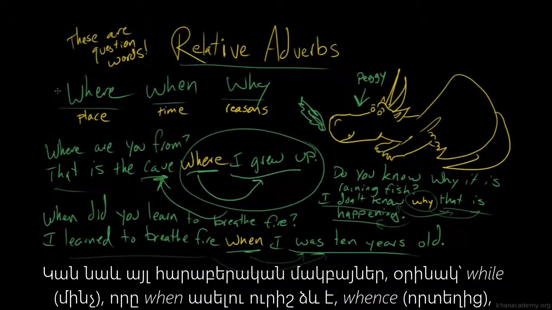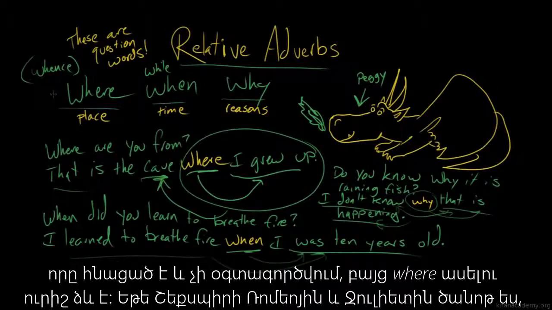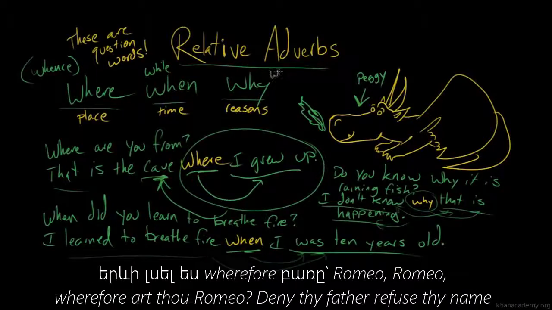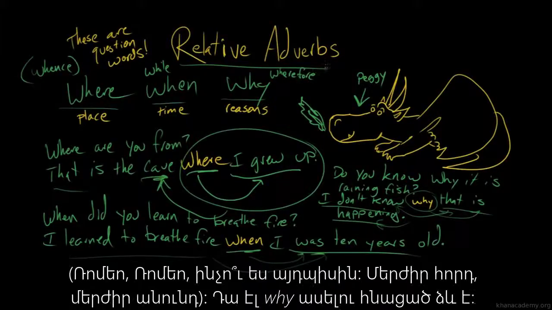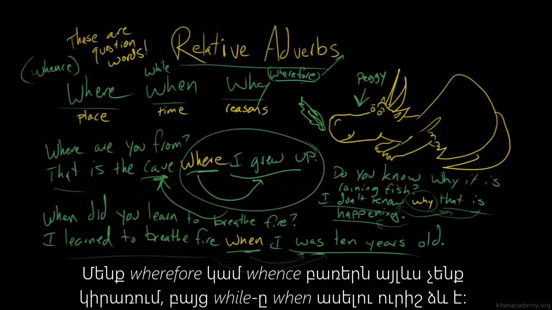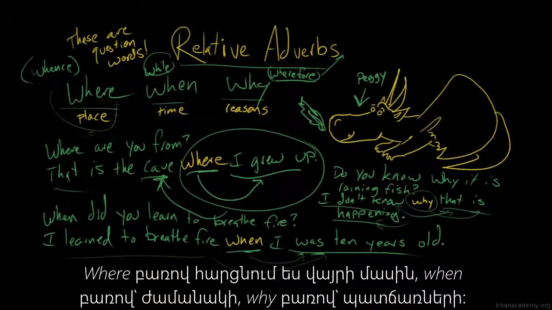And there are other relative adverbs, like while is another way to say when, and whence, which is archaic and nobody really uses it, but it's another way to say where. And if you're familiar with Romeo and Juliet from Shakespeare, you've probably heard the word wherefore. As in Romeo, Romeo, wherefore art thou Romeo, deny thy father, refuse thy name, etc. And that's an old-fashioned way of saying why. So we don't really say wherefore anymore, we don't really say whence anymore, but while is another way to say when. Where you ask about place, when you ask about time, why is for reasons.